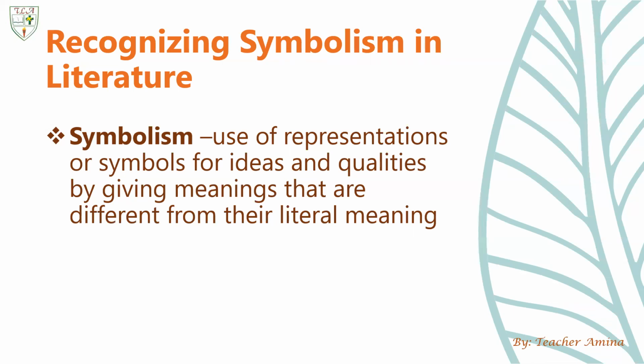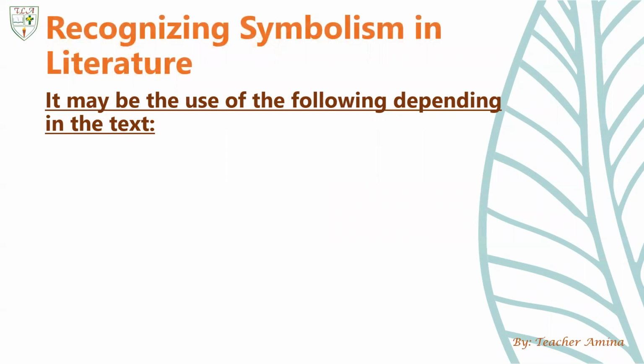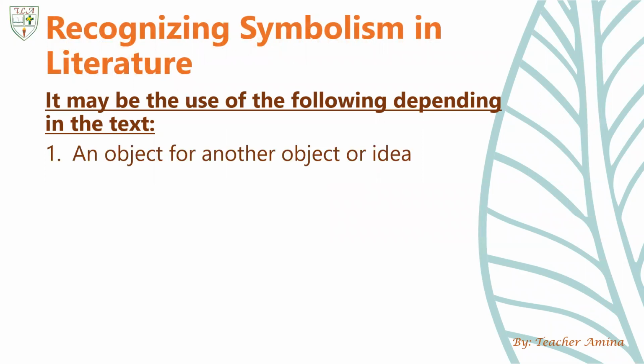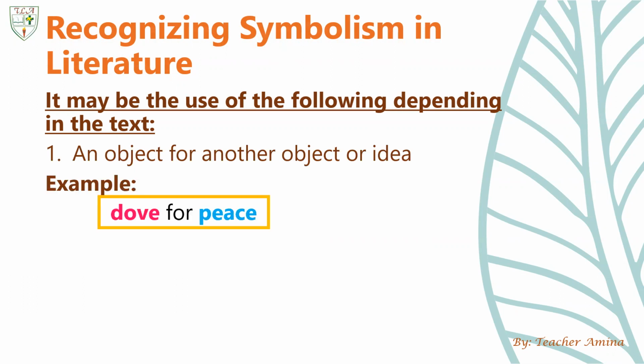Okay, it symbolizes meaning. It gives a whole new different meaning to it. A meaning is behind it. Okay, something like that. Okay, it may be the use of the following depending on the text. Okay, if it's an object for another object or idea. Example, dove for peace. Okay, dove symbolizes peace.